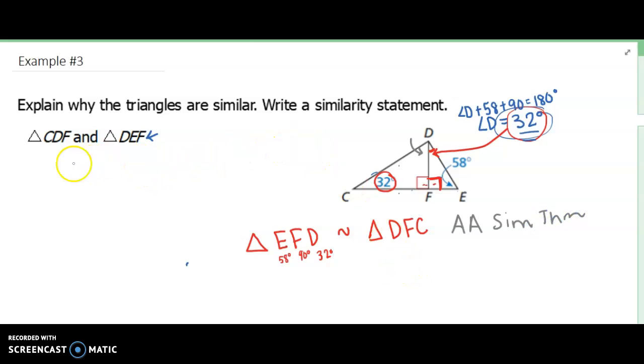Now here's one similarity statement here. Remember, you can write them in several different ways. Here's my other one here. And the way I like to write them is if I know the measure of the angles, I like to write them just so I can make sure they have them in the same order. If this goes 58, 90, 32, then this has to be 58, F is 90, C is 32.